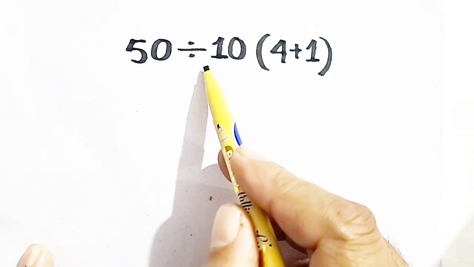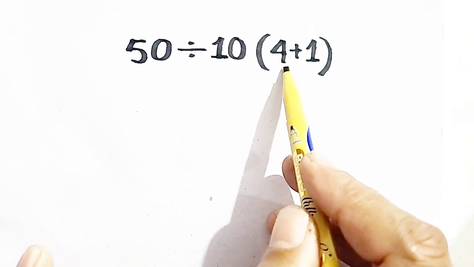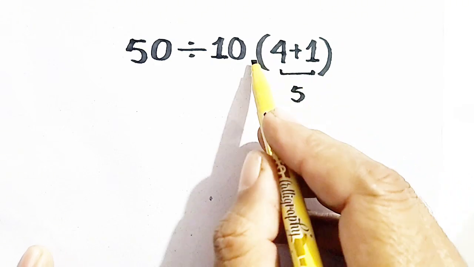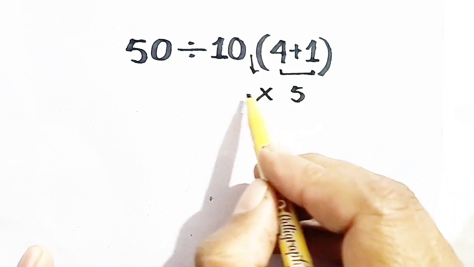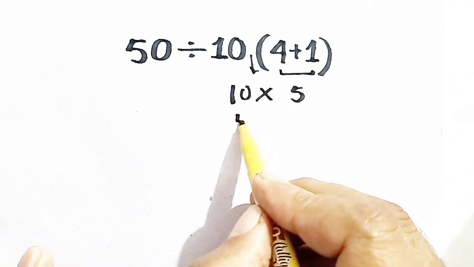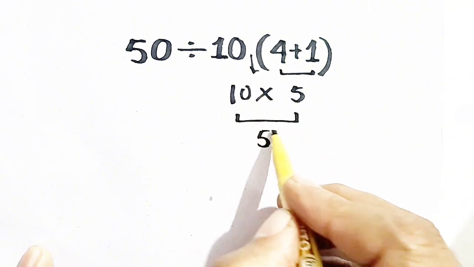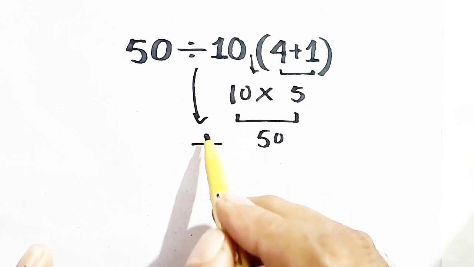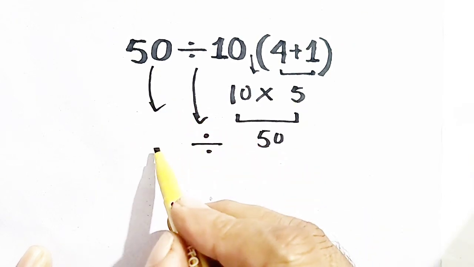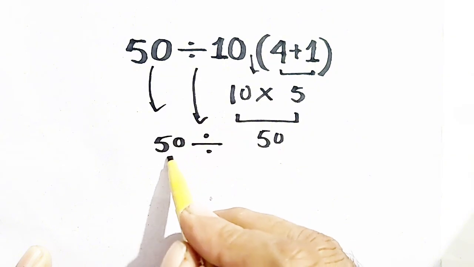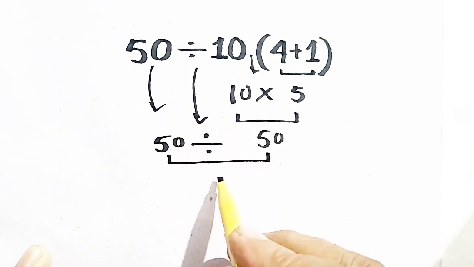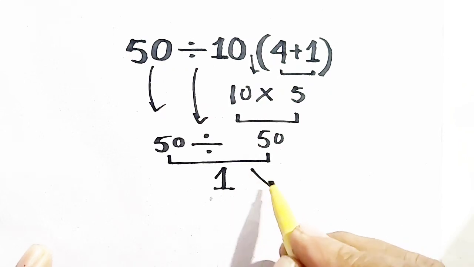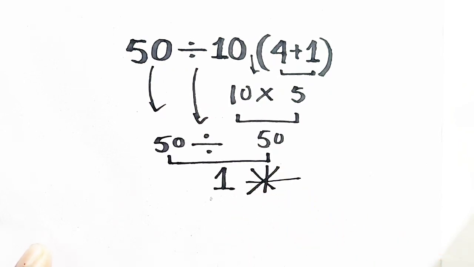The question is 50 divided by 10 times 4 plus 1. 4 plus 1 is 5, multiplied by 10, which will be equal to 50, and divided by 50. So 50 divided by 50 will be equal to 1, which is our answer, but it is not correct.